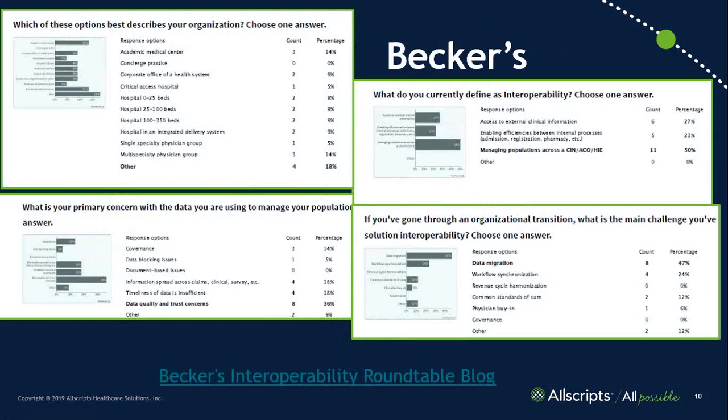And as we see in the top right-hand side, hopefully this is coming through okay on your phone or on your screen, depending on where you're accessing this presentation or listening later, possibly as a recorded event. The number one reason that came out of this roundtable as to what do you currently define as interoperability? It's managing patient populations across a clinically integrated network, an ACO or an HIE. And it wasn't necessarily just having access to external clinical information. It wasn't just enabling efficiencies from internal processes.